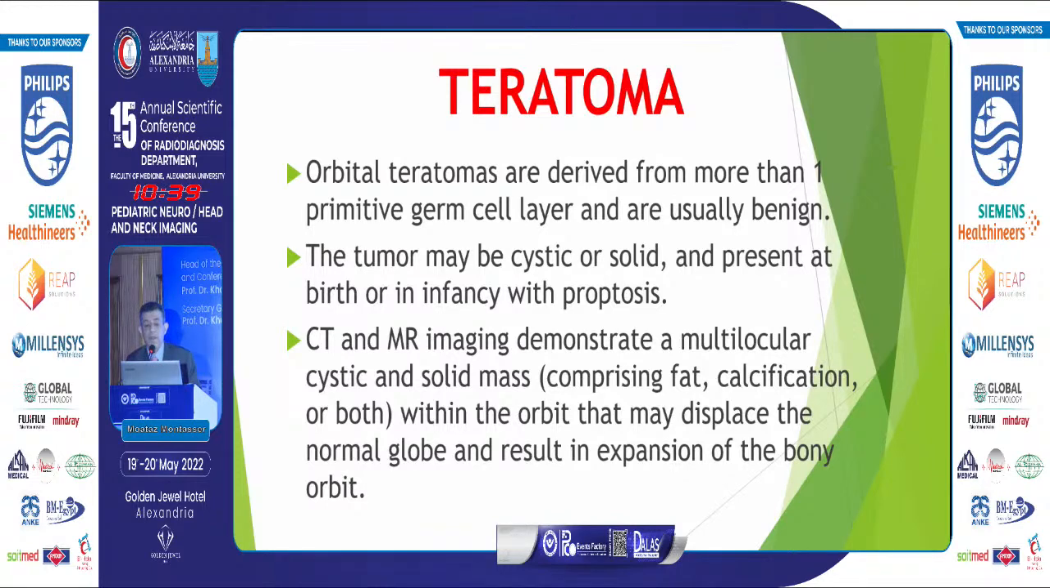Teratomas are derived from more than one primitive germ cell layer and are usually benign. The tumor may be cystic or solid and present at birth or in infancy with proptosis. On CT and MRI, it appears as unilocular or multilocular, cystic or solid, and the characteristic feature of teratoma, like elsewhere in the body, is the presence of tooth, calcification, fat, and soft tissue components. So a mixture of these components.